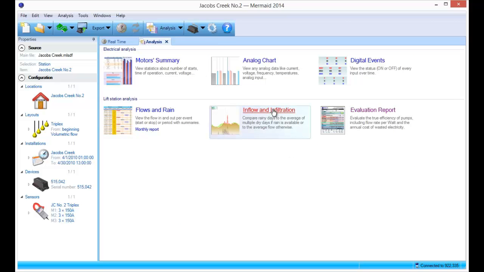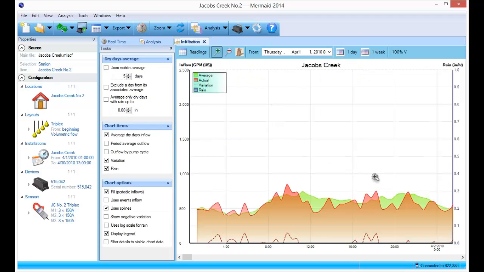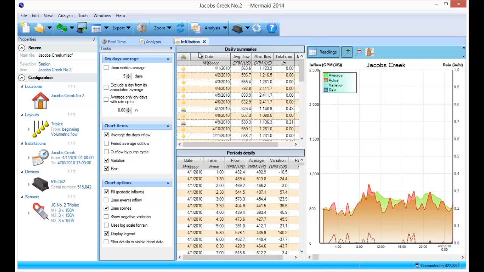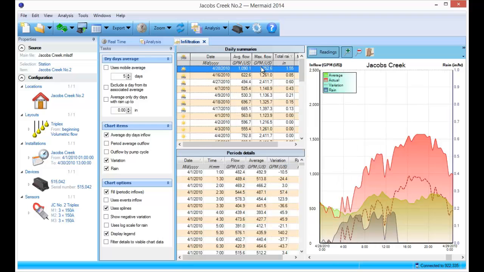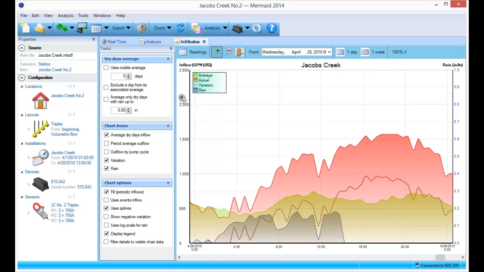Another report that we have here is to check for infiltration. I'll try to find a rainy day. Here's a good rainy day. Let's hide this. What you see here in the background is the actual average flow rate if it had been a dry day. What you have in pink here is the actual flow rate during that day. The dotted line is the added flow you got because it was a rainy day. And what you have here is the rain event itself.